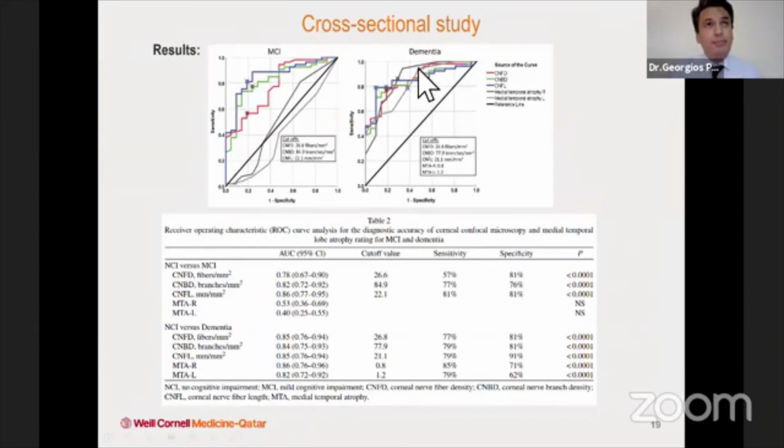to the MTA, medial temporal atrophy visual rating on MRI.